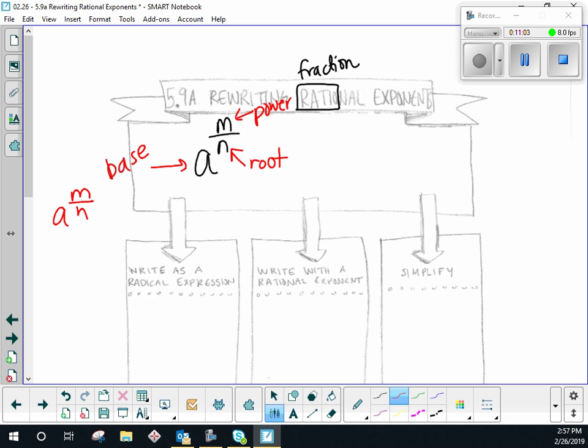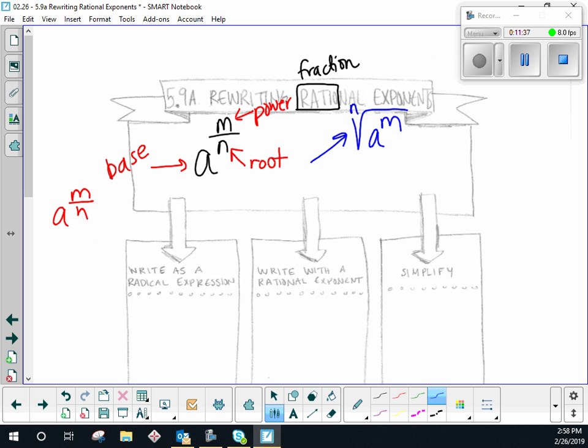And so we can take that rational power or rational exponent, we can rewrite it as a radical, but there's two different ways we can do that, right? So I'm going to show you both ways. The first way is to write the power first. Okay, we're kind of separating the power from the root, and I'll show you why we're going to do that later. So if you write the power, separating it from the root, then you would write the root as a radical like this.